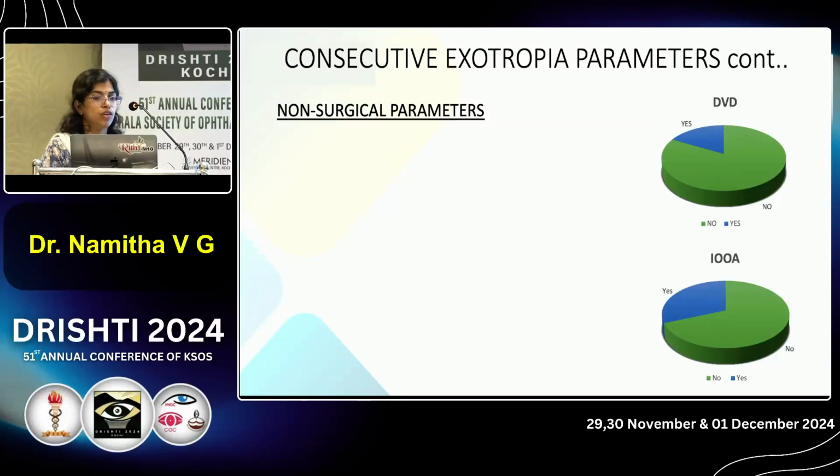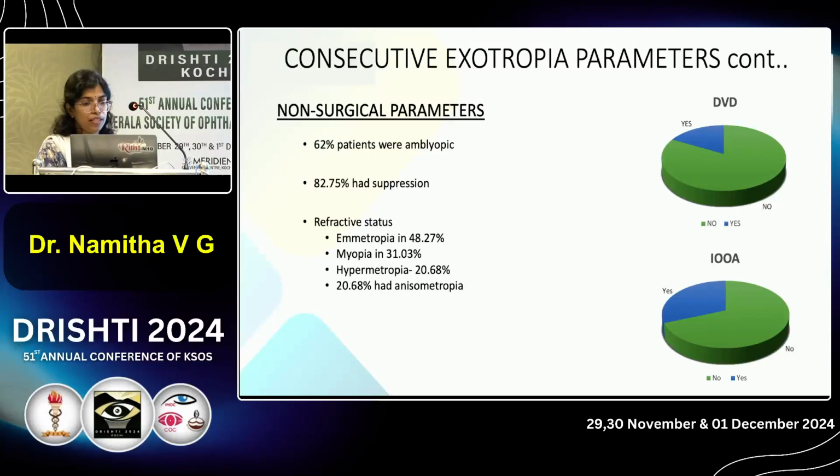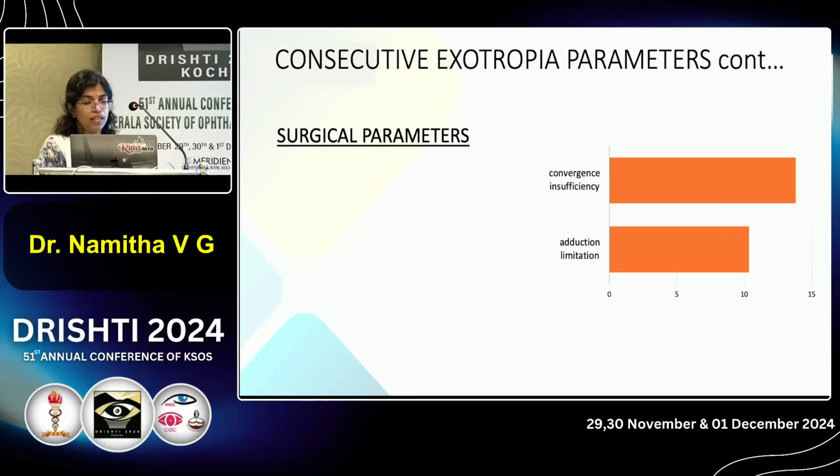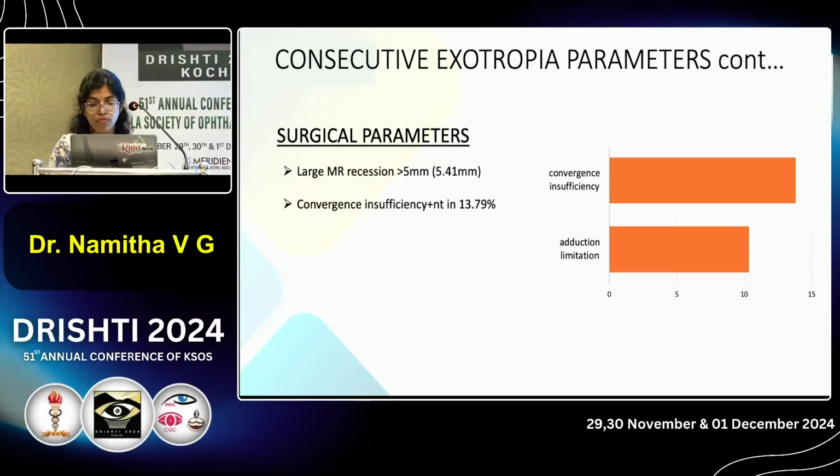We also assessed the non-surgical and surgical parameters which could have led to the consecutive exotropia. In non-surgical parameters, 62% of patients were amblyopic and 82% were suppressed. In refractive status, most of them were emmetropic, followed by myopic and hypermetropic. 20% had anisometropia, 17% had DVD, and pattern strabismus with inferior oblique overaction was present in 31%. Coming to the surgical parameters which could have led to consecutive exotropia, we found most of them underwent a large MR recession of more than 5 millimeters, with an average of 5.41.